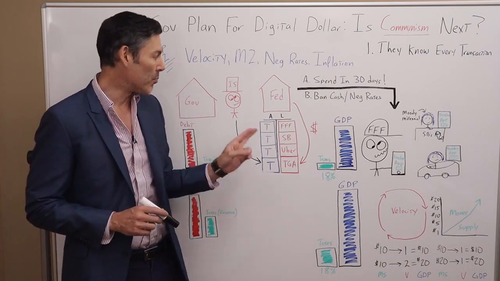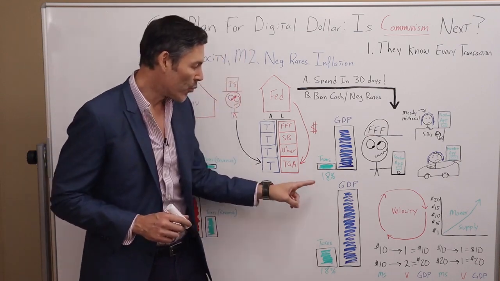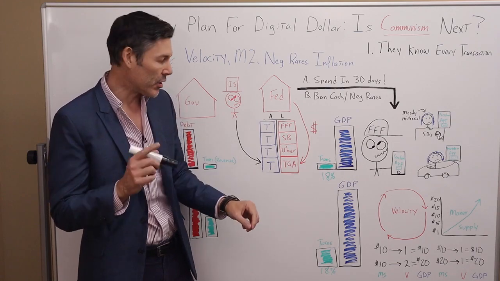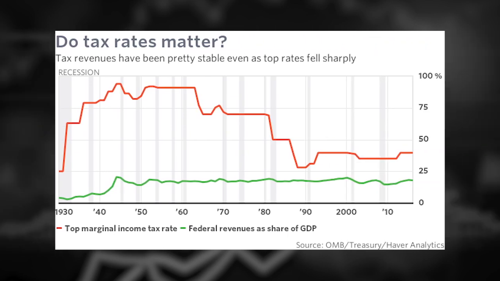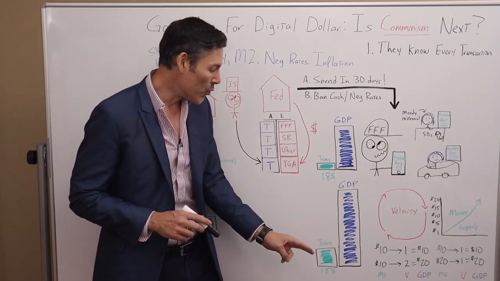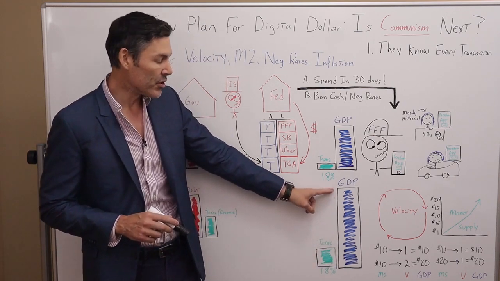Why is GDP so important to your drunk, insolvent Uncle Sam? Because what we've seen throughout history, and editor, let's go ahead and throw up this chart, is that tax receipts are pretty consistent as a percentage of GDP. So whether or not the highest marginal rate is 90% or 25%, the amount of tax revenue received is about the same, right around 18%. So if you want to increase tax receipts, you've got to increase nominal GDP.